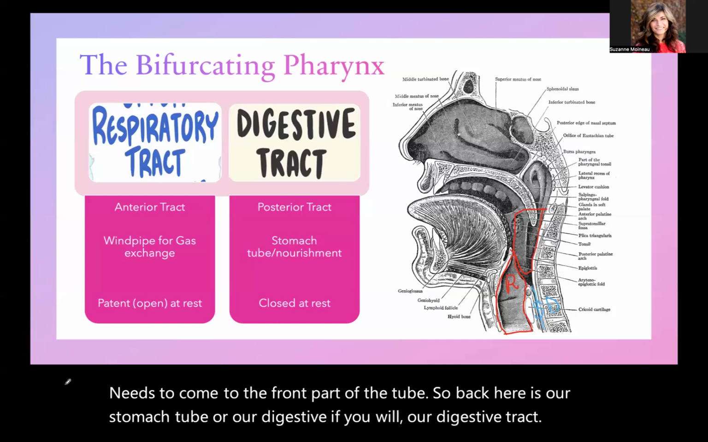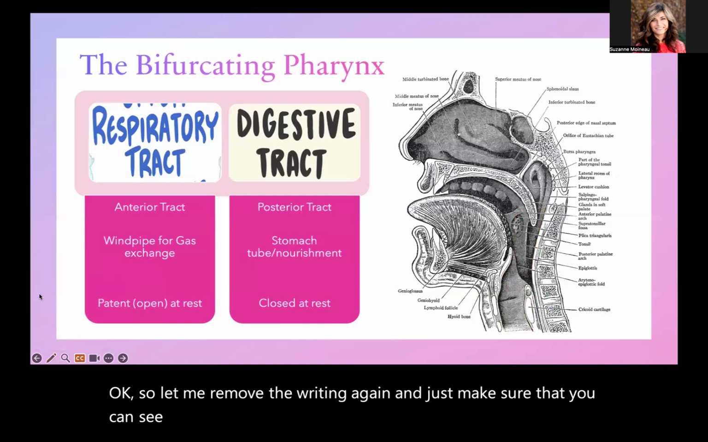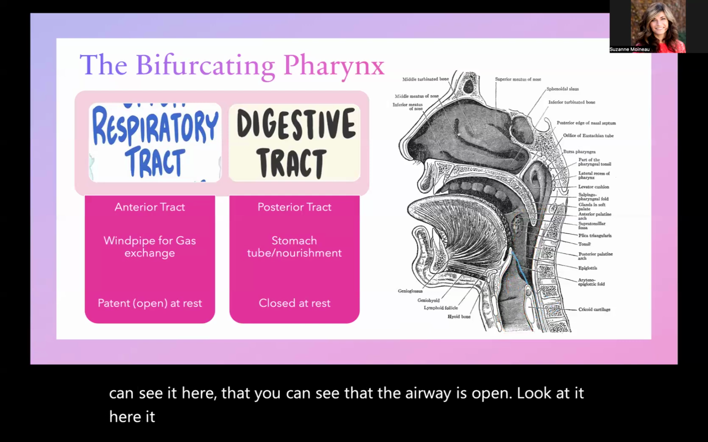Okay, so let me remove the writing again and just make sure that you can see it here, that you can see that the airway is open. Look at it. Here it is, wide open. Whereas the stomach tube is collapsed.